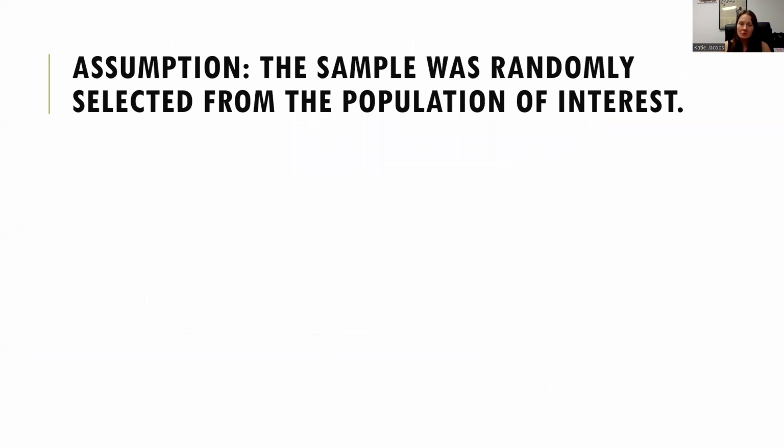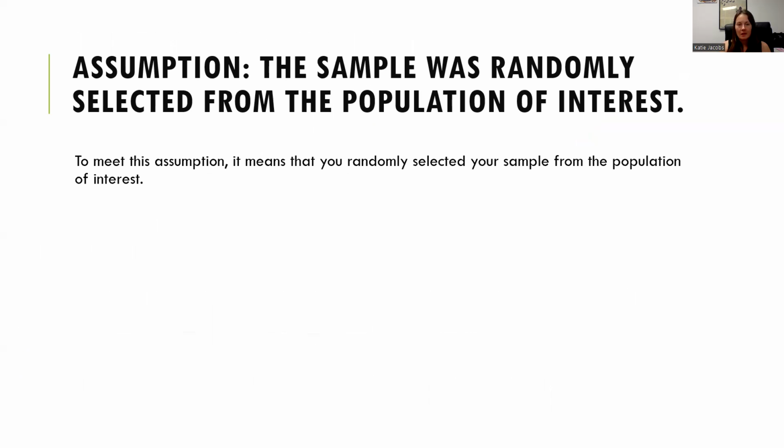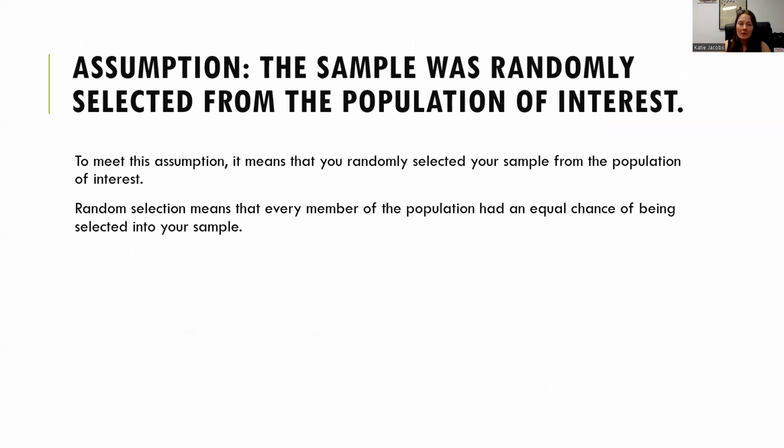Okay, so our last assumption that we're going to check for the dependent samples t-test is that the sample was randomly selected from the population of interest. To meet this assumption, it means that you randomly selected your sample from the population you wanted to study. So if we review from week 1, random selection means that every member of the population had an equal chance of being selected into your sample. If you do not randomly select your sample, you violate this assumption.